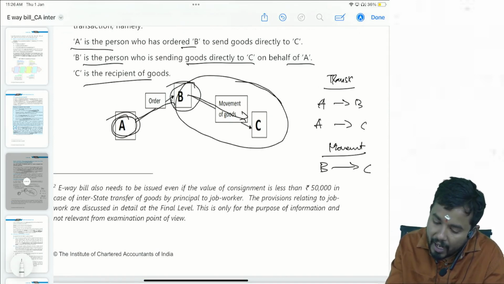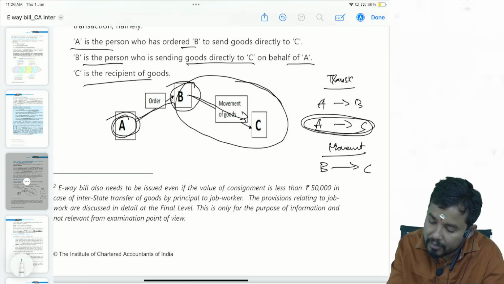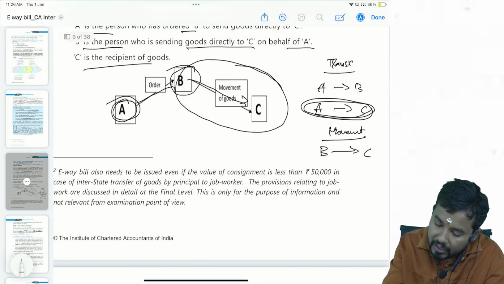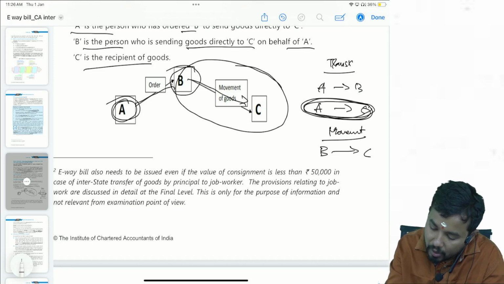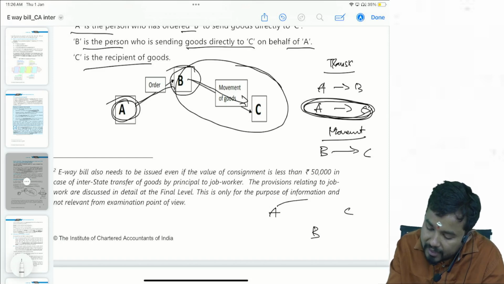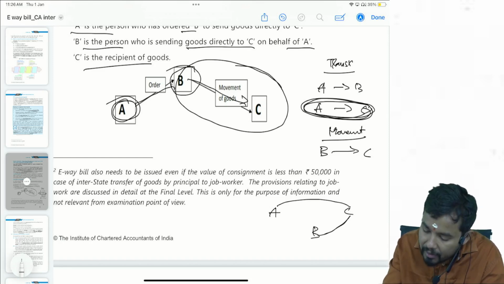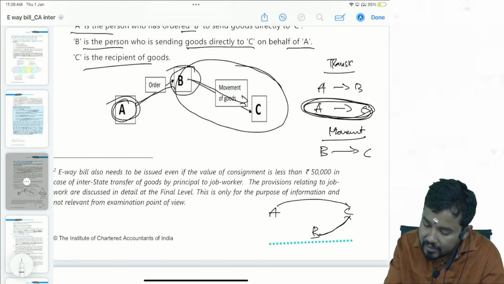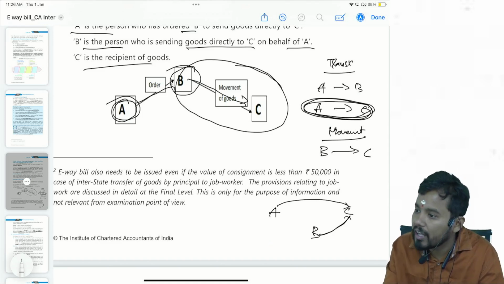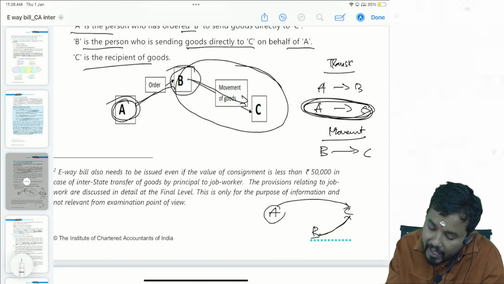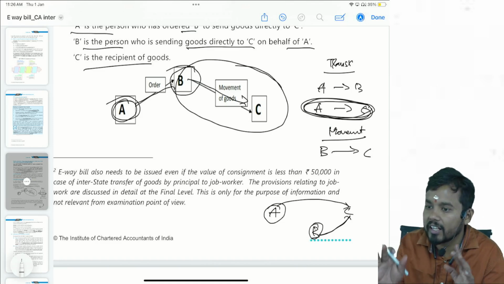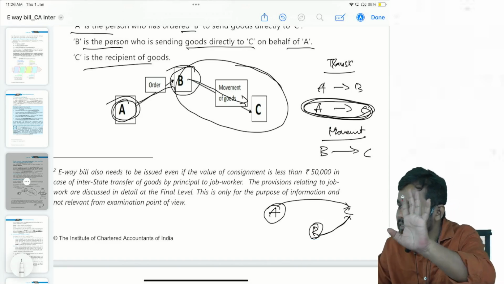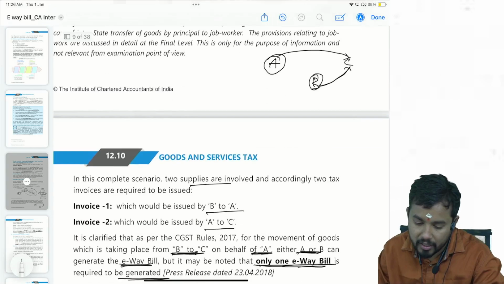So for the supply happening between A to C, now B is causing the movement. So there are three persons involved. A is there, C is there, and B is also there. Now the supply is happening between A and C, but movement is happening between B and C. Thereby the question arises, who has to generate the E-way bill? So there they are saying A can generate, B also can generate. Anyone generating is also fine. Both need not generate, only one generating is fine. Clear now? Okay, right.